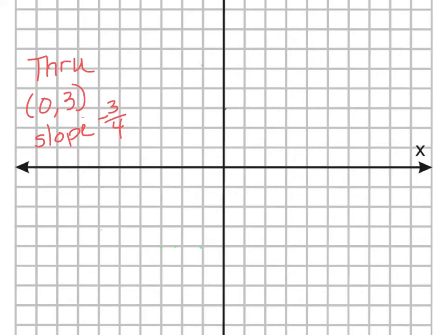So we're going to look today at a way to find the equation of a line if we don't know the y-intercept. If we're given a point and we know a slope, how can we find the equation of the line? Here's what we've done up to this point.